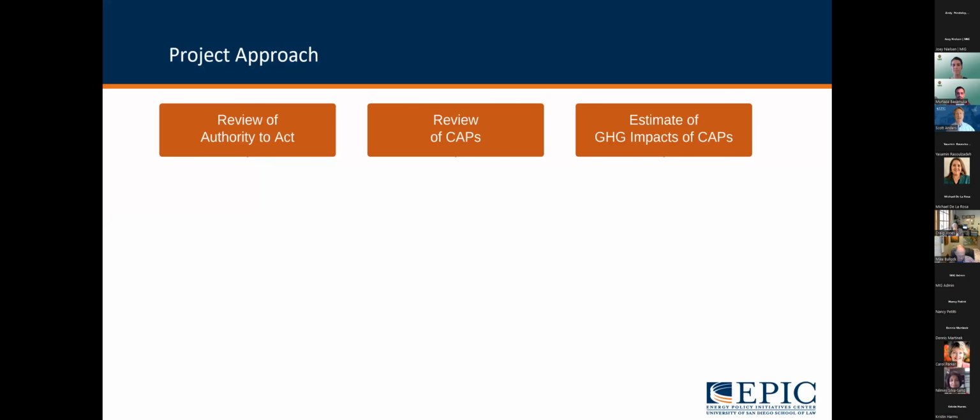So the next slides provide a brief overview of our project approach. They basically summarize what we did. We conducted 3 separate but related analyses for this project. First, we reviewed the legal and regulatory authority of local jurisdictions to act to influence or to regulate greenhouse gas emissions. Next, we reviewed all the climate action plans in the region to understand similarities and differences. This analysis looked at how often certain measures are included, the reductions from each category of measures, and whether and how social equity considerations were included.